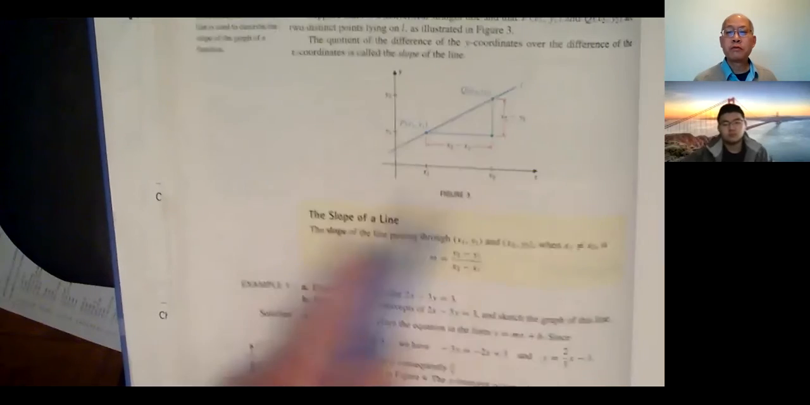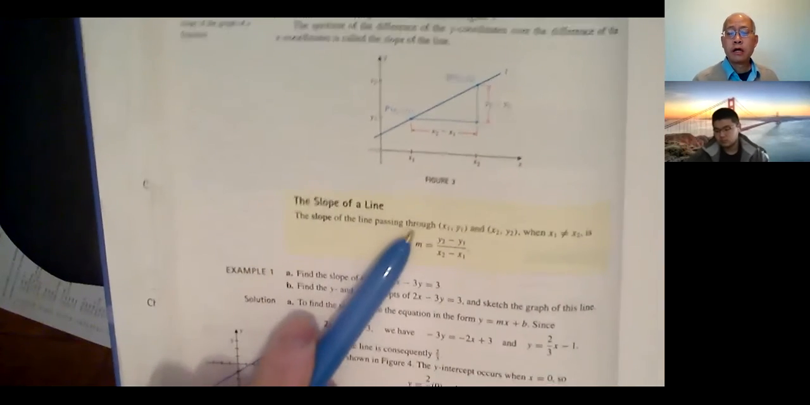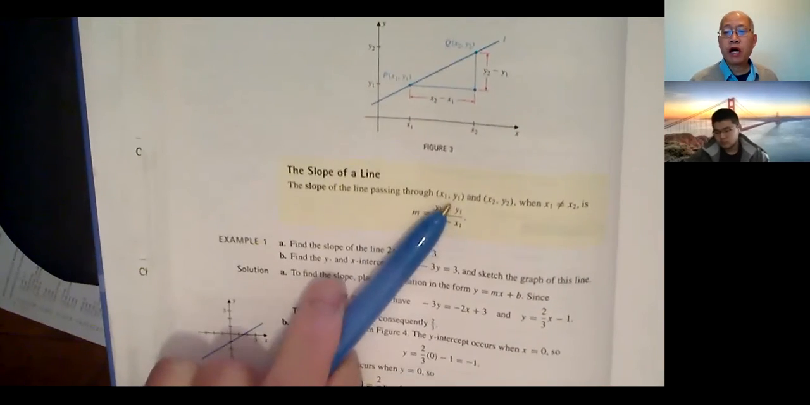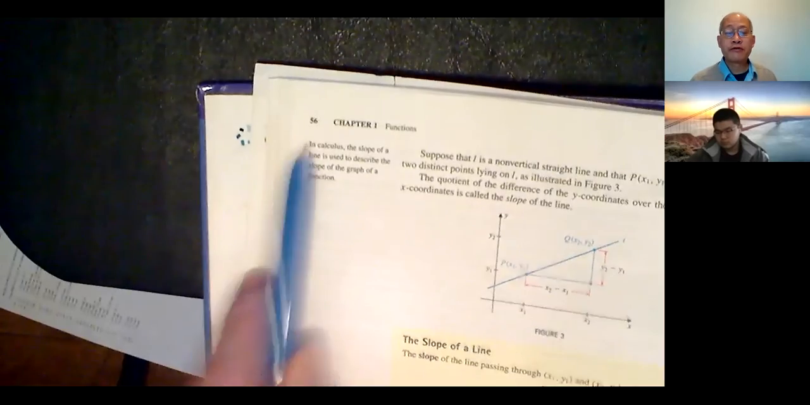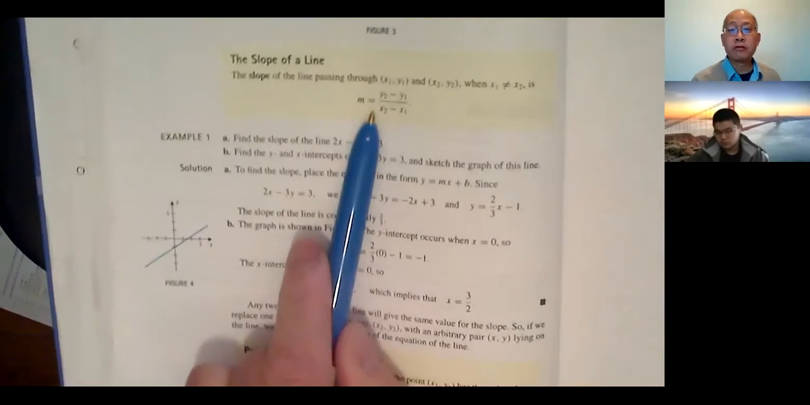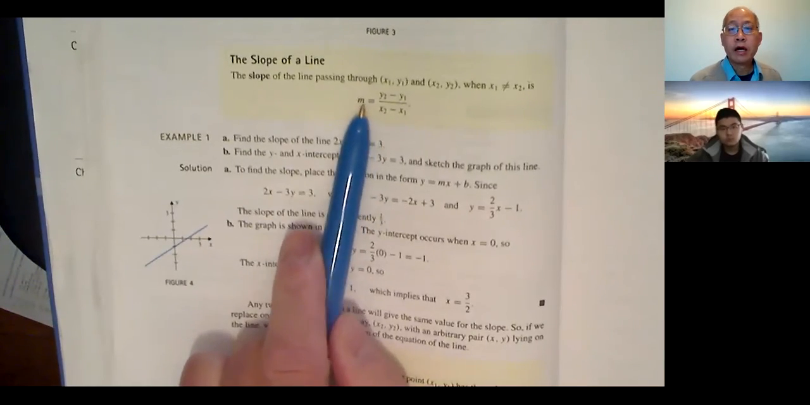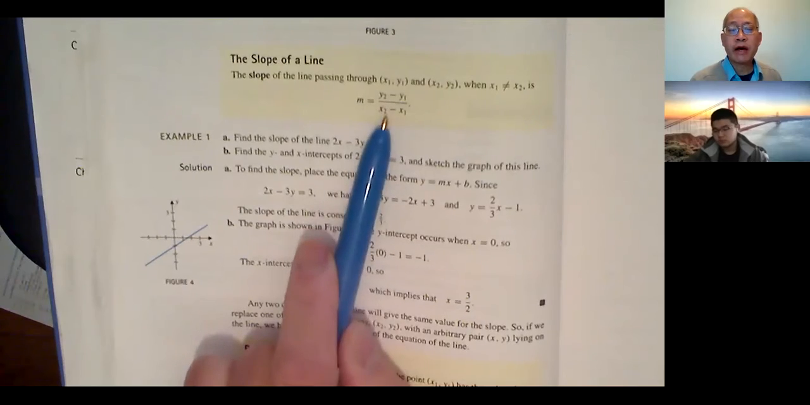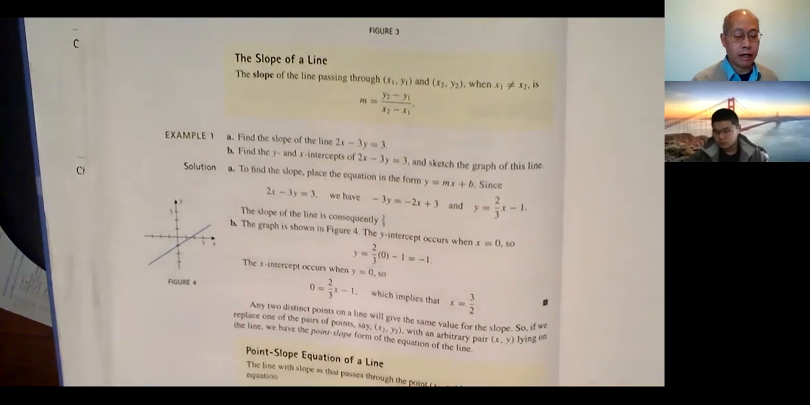And some things to remember. Formula for slope. If you have 2 points, x1, y1, x2, y2, page 56, this is how you find the slope, right? You should be comfortable with that. y2 minus y1 divided by x2 minus x1. In fact, I did a lot of that already.